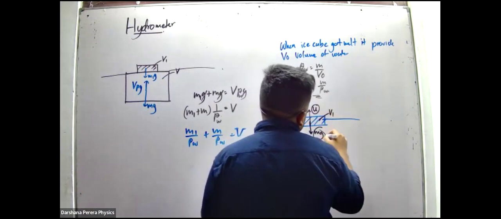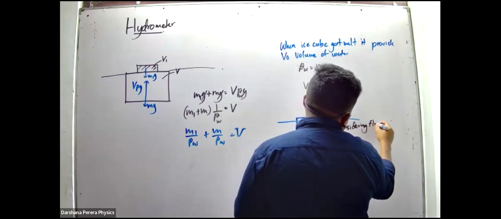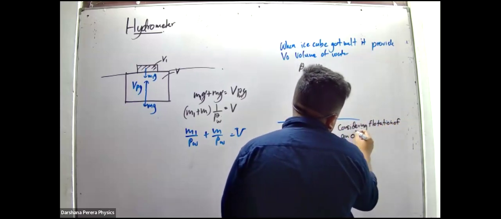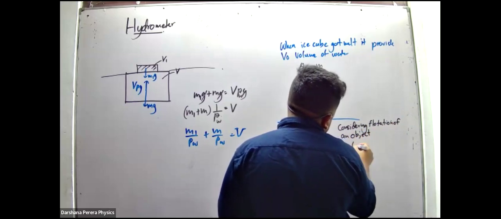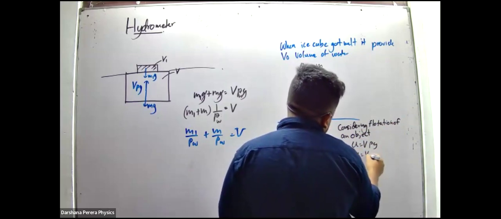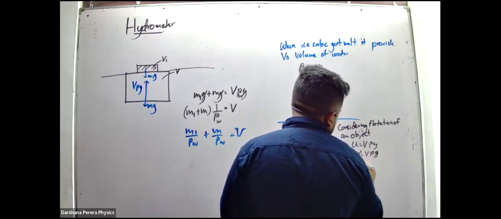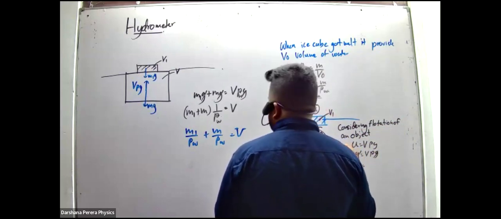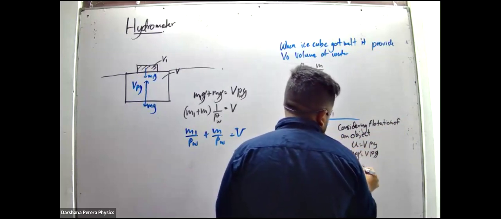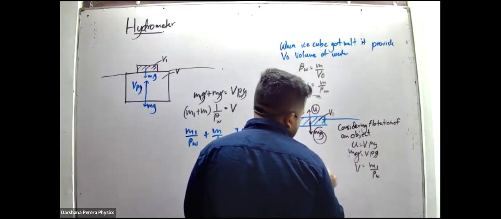Considering this one, rotation of an object. U equals V rho g. mg equals V rho g, displaced volume is m1. This is what we call the displaced volume.